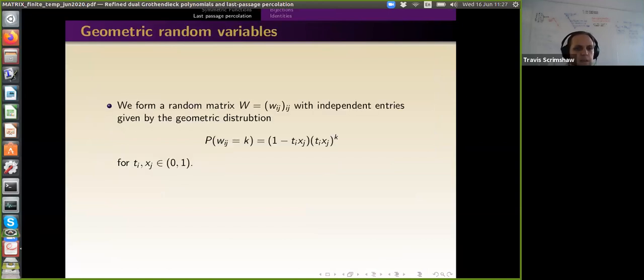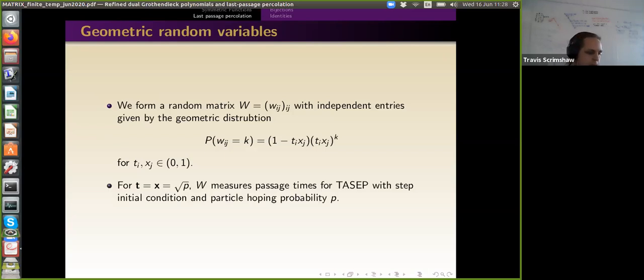And what I'm going to be doing is I'm going to be taking a random matrix, and I'm going to have each of the entries be given by a geometric distribution. And the ij entry will depend upon two parameters, t_i and x_j, and you just take their products, and that's going to give you the geometric distribution.